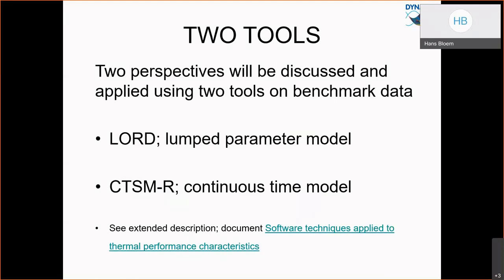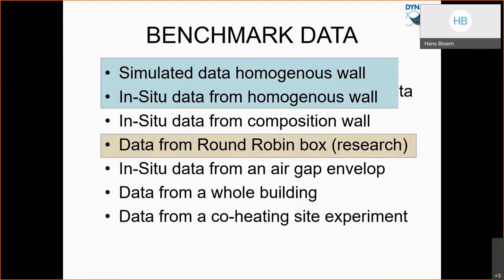So if you're not sure of your results, we also have exercises where we have given you the answer. We have other benchmark data available for you as well.